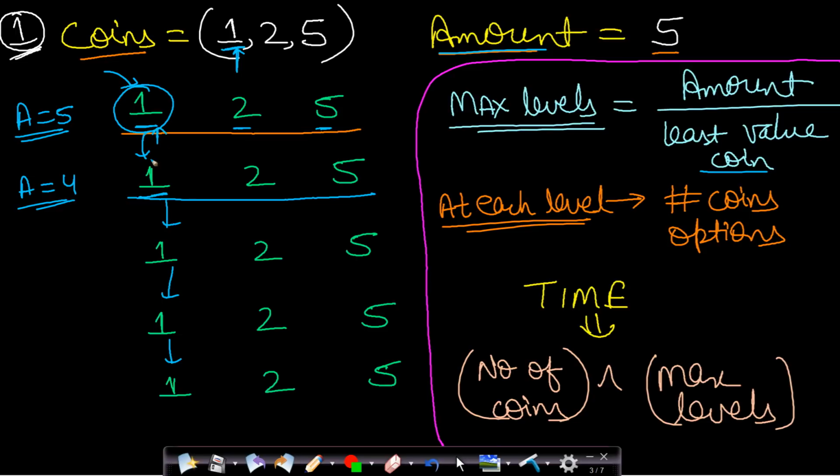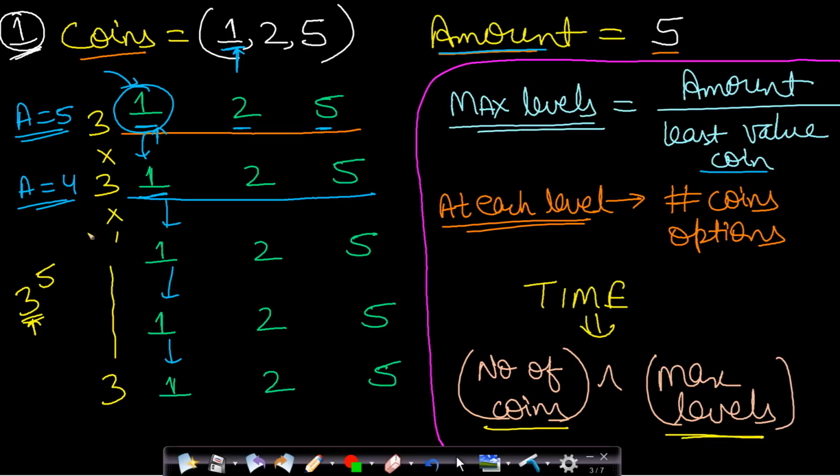But then at any level you can also take some other path as well, and in this case at each level you basically have 3 options. So 3 options at first level, 3 options at second level, and so on, 3 options at the last level. So in this example you will have a total of 3 to the power 5 combinations. Okay, because you will be multiplying all these values. So the total time complexity will be the number of coins, in this case 3, to the power of maximum levels.